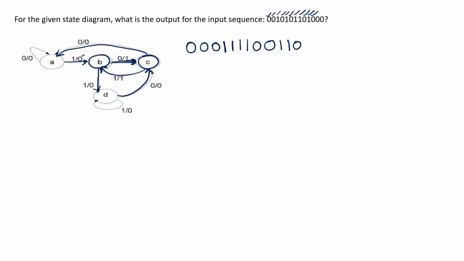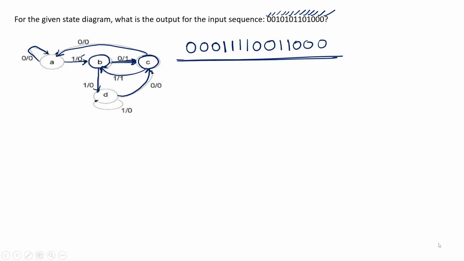Output is zero. And the input is zero, it will be in the same state, and the output is zero. Again the input is zero, same state, output is zero. So this is the output sequence. Is it fine? Do you understand how I am drawing it?